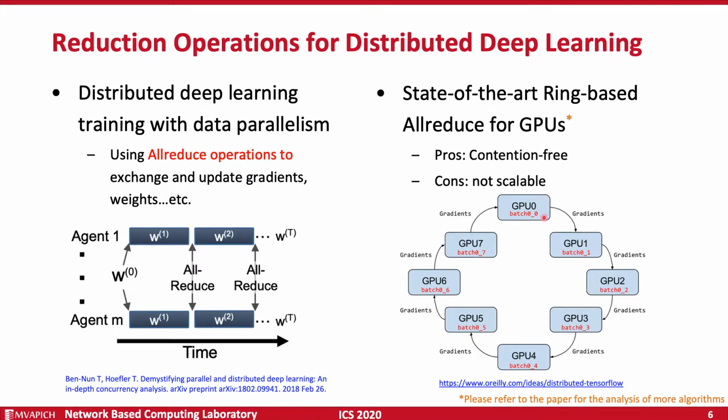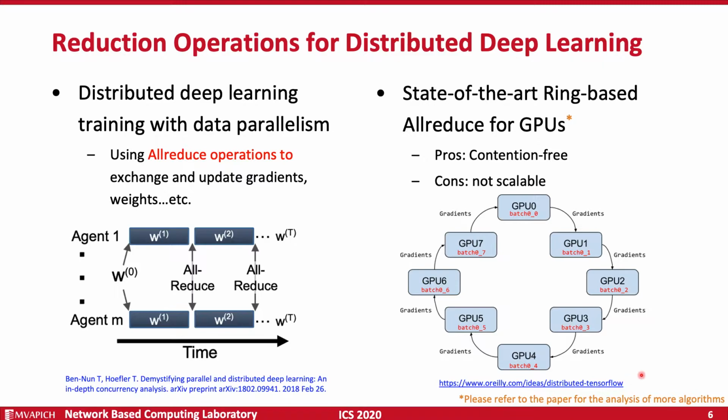You form a ring between the GPUs. Each GPU sends its gradient to the next GPU. That GPU does a reduction locally and sends the reduced gradients to the next GPU and so on. So it forms a ring. The good thing about the ring is that it's contention free, no matter what your underlying topology is. But the problem is that it's not going to scale very well.